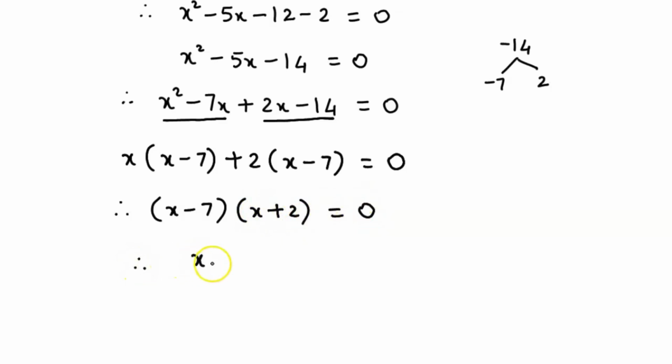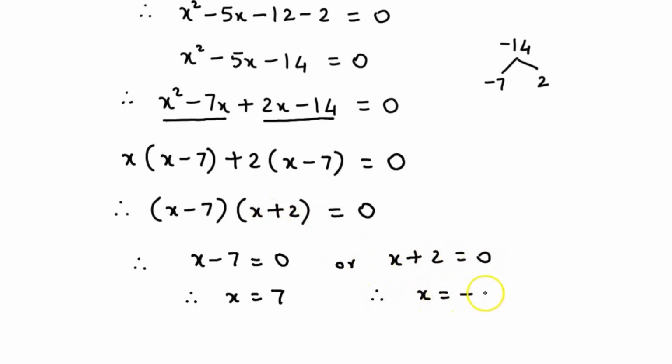So therefore, if we consider x minus 7 equal to 0, we obtain x is equal to 7. Or if we consider x plus 2 equal to 0, we obtain x is equal to negative 2. So therefore, x is equal to 7 or x is equal to negative 2.